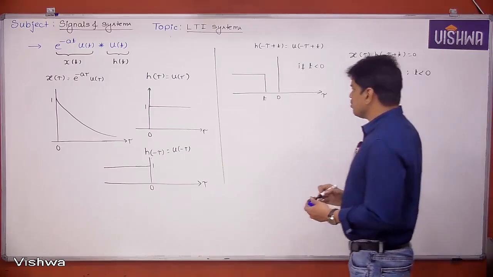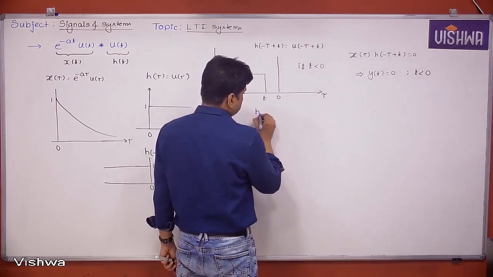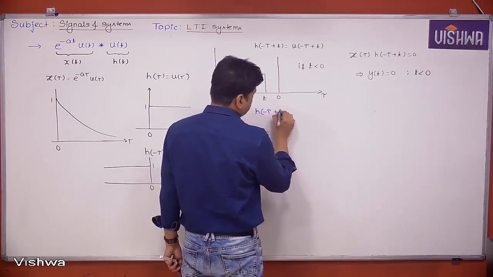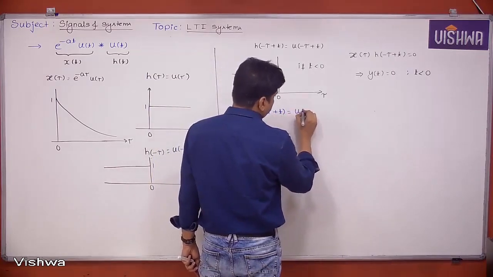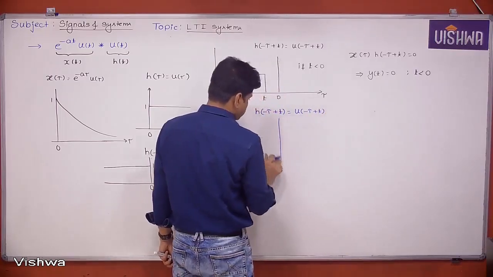Next, what if I take h of minus tau plus t with t greater than 0? H of minus tau plus t is u of minus tau plus t. If t is greater than 0, it looks like this.